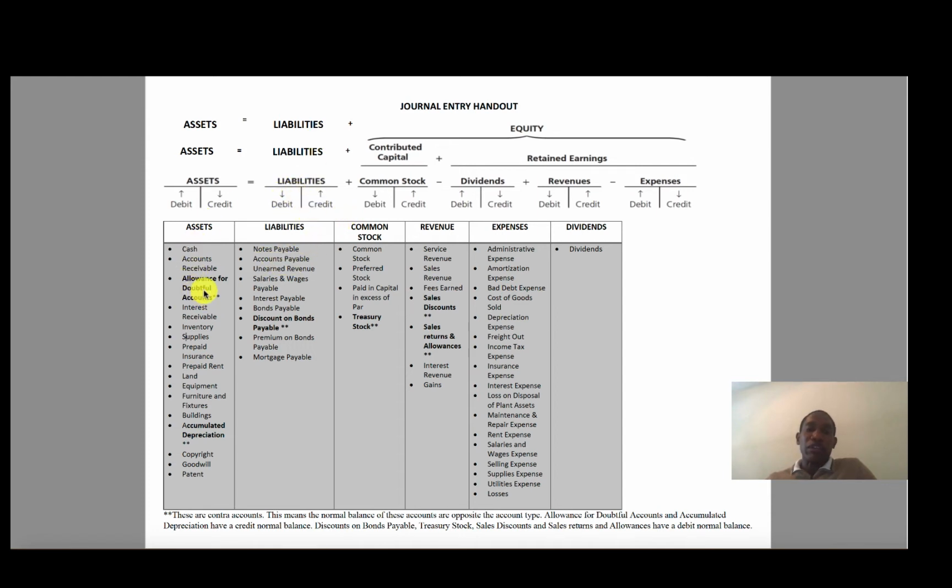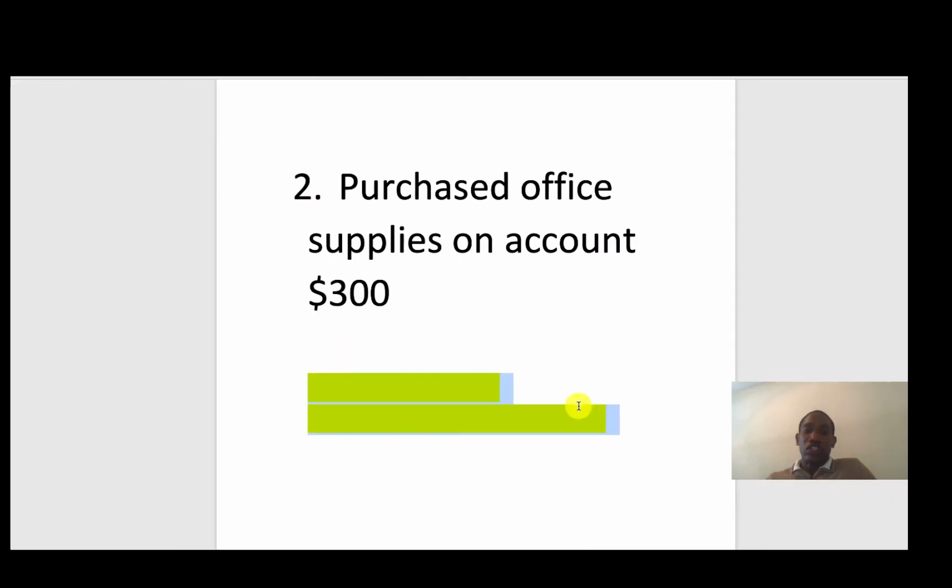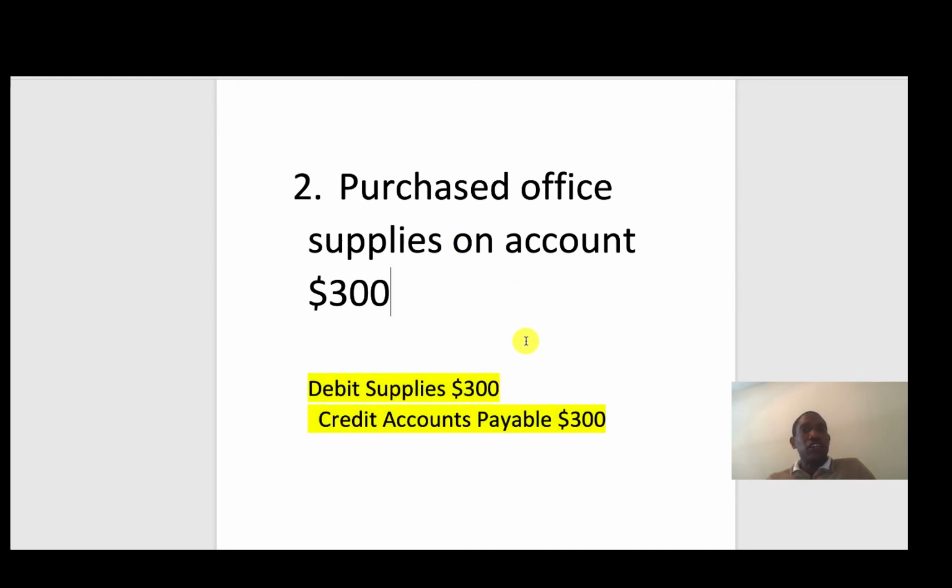So what do we see happening, right? If supplies is going up, what are we going to do to supplies? It's an asset, so it's increasing, so it's going to be a debit. Accounts payable is a liability, and it's going up. So what are we going to do? It's a credit, so we credit accounts payable. And so our journal entry is going to be a debit to supplies and a credit to accounts payable. Okay? That's how you do journal entries.